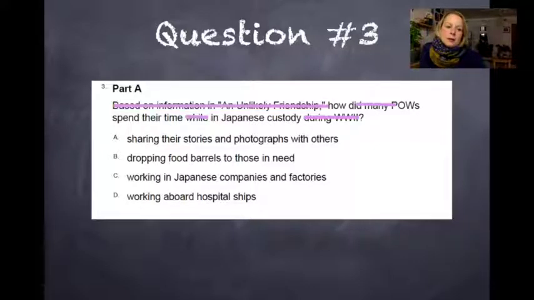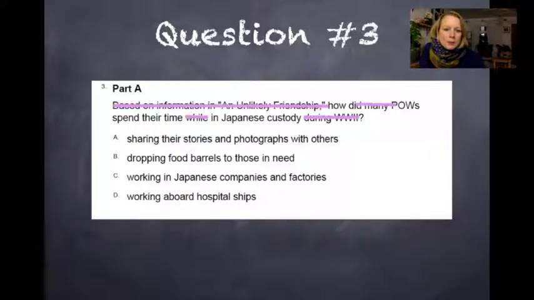Were the prisoners sharing their stories and photographs with each other? They were not. They had a hard time. You wrote about that in your essays, how they didn't have enough food, how hard the physical labor was that they had to do there. So no, A is totally wrong. That's what they did after the war, not during Japanese custody. B, dropping food barrels to those in need. No, remember, his grandfather lost so much weight he could barely stand. They didn't have food to drop.